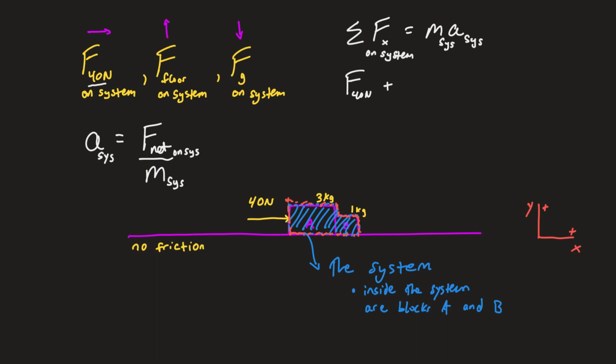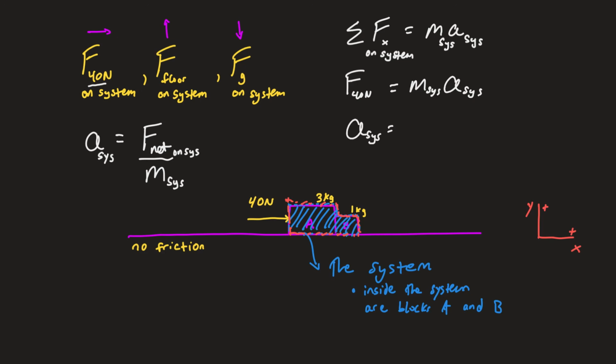And then is there anything else pushing to the right? Well, inspect the problem. Let's take a look. There's no friction. And here's our border for our object. I don't see anything touching the system here other than this 40 Newton force. And there's no non-contact interactions horizontally here at all. So we're done actually horizontally. That's the only force, that 40 Newton force. And that must equal the mass of the system times the acceleration of the system. Great.